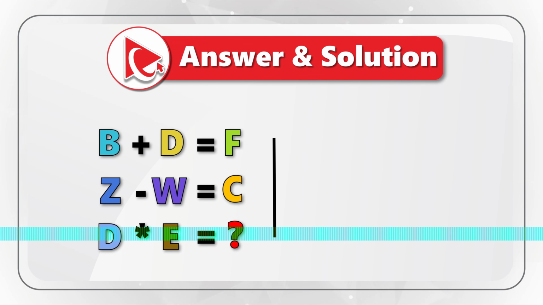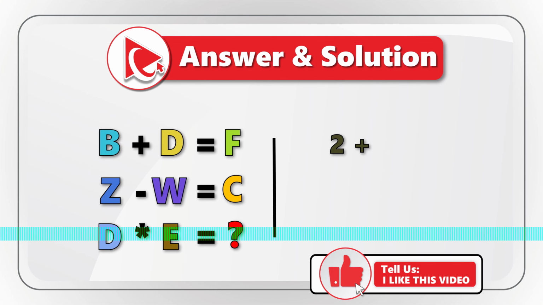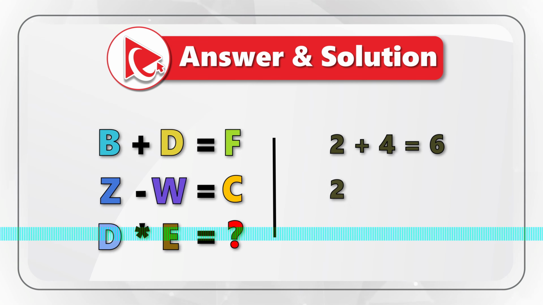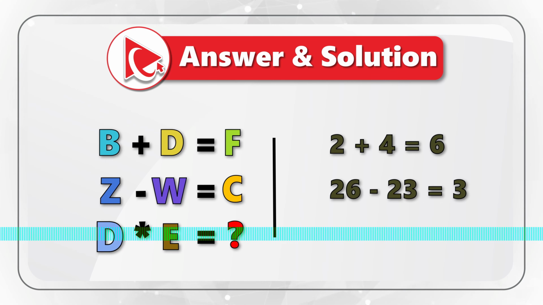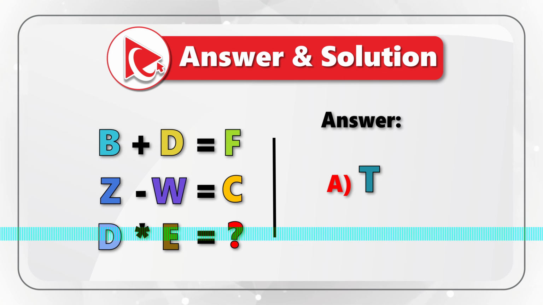For example, the expression B plus D equals F, in reality, after conversion, would be 2 plus 4 equals 6, which makes mathematical sense. Let's look at the second one. Z minus W equals C would in reality be 26, which is the number associated with letter Z, minus 23, which is the number associated with letter W, which would be equal to 3. So the last expression, D multiplied by E, in reality would be 4 multiplied by 5, and would be equal to 20, which is associated with the letter T. So the correct answer here is choice A, T.